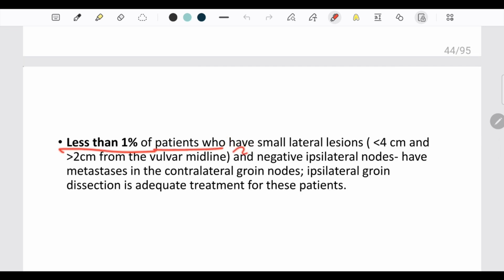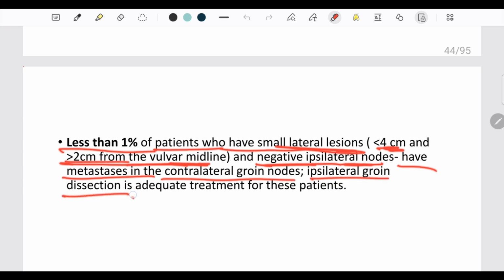Less than 1% of patients who have a small lateral lesion, that is less than 4 cm and more than 2 cm from the vulval midline, and negative ipsilateral nodes have metastasis in the contralateral groin node. Ipsilateral groin dissection is adequate treatment for these patients.